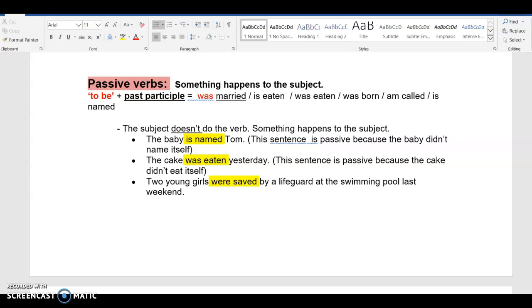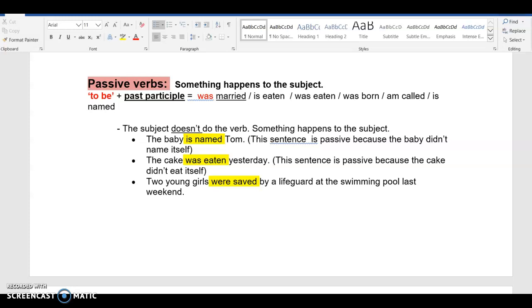Let's look at the first example with the bullet point, the dot point. The baby is named Tom. This sentence is passive because the baby didn't name itself. Someone else named the baby. So we can use a passive verb because the subject, the baby, didn't do the naming, okay? The baby didn't name itself.